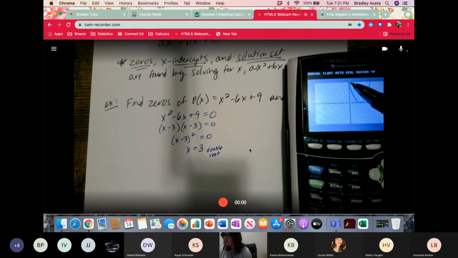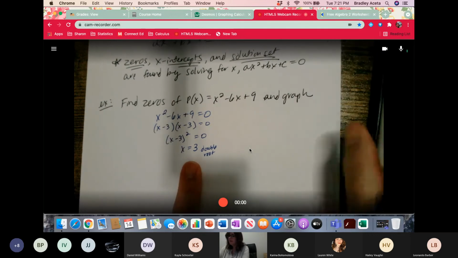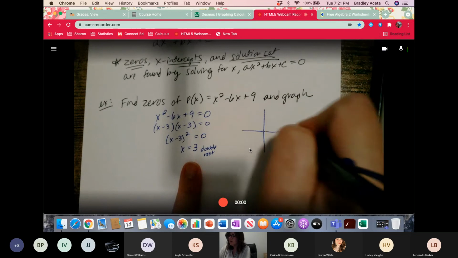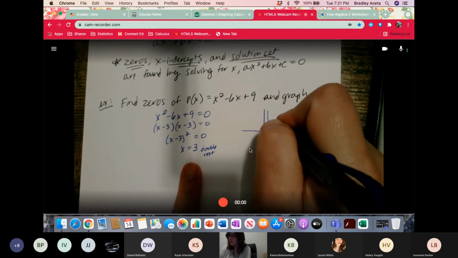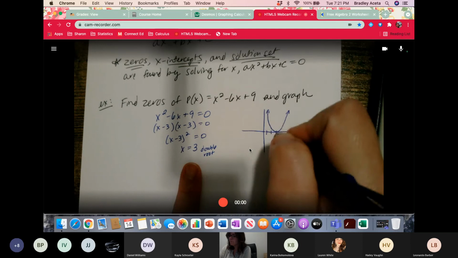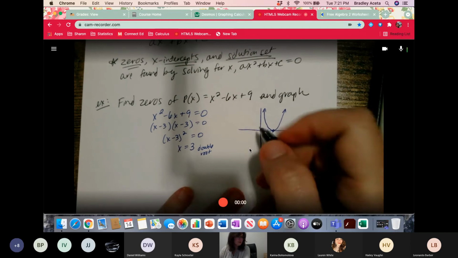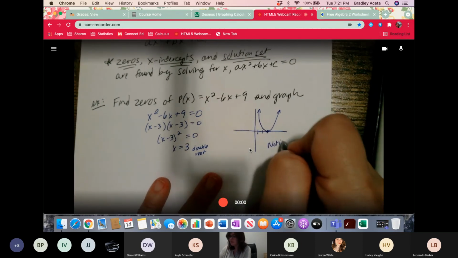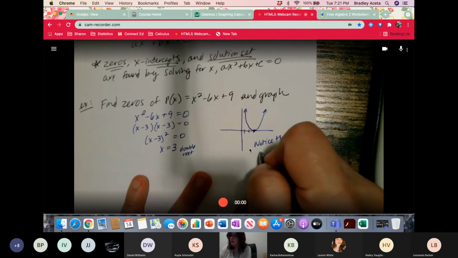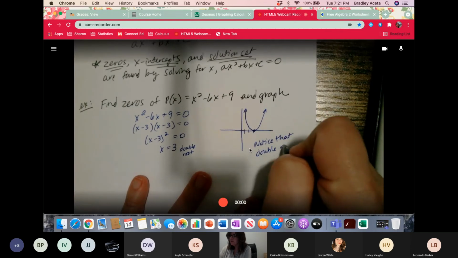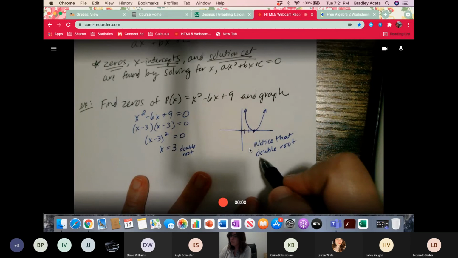Oh, look at that. There's that curve. Hey, where's the x-intercept? Where does it intersect the x-axis? 1, 2, 3. Notice it only has one x-intercept. 1, 2, 3. Notice something else. Notice that it's a double root. This is going to become important for later.